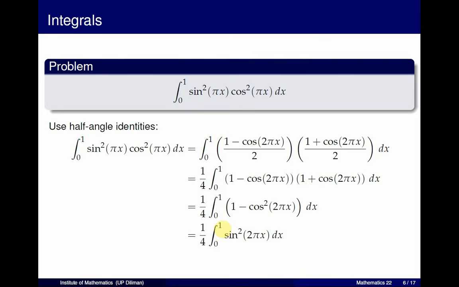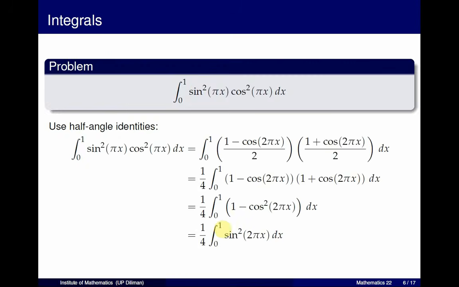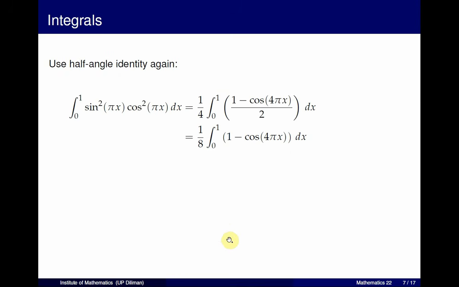Now, how do we integrate this? This is an integral of an even power of sine. So, of course, use half angle again. So, by half angle, sine squared 2 pi x gives 1/4 integral from 0 to 1 of 1 minus cosine of 4 pi x all over 2 dx, and I will just put the 1/2 outside to get 1/8 integral from 0 to 1 of 1 minus cosine 4 pi x dx.